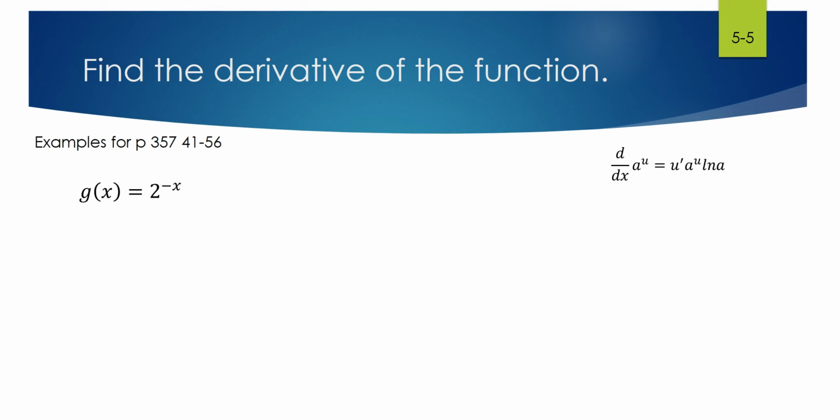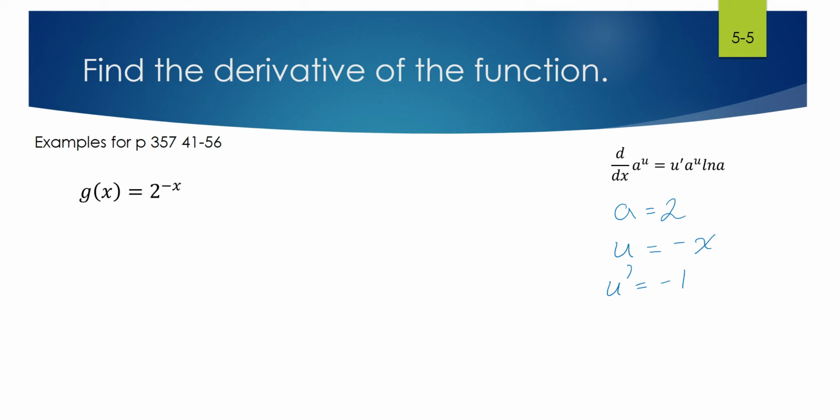Our first derivative is going to be deriving g of x equals 2 to the negative x. On this type of function, I like to stay organized. So I'm going to identify a. A is my base, it's 2. My u is my exponent, negative x. And when I derive u, I get u prime. And deriving the negative x, I get negative 1.